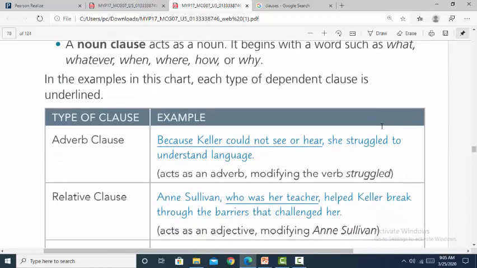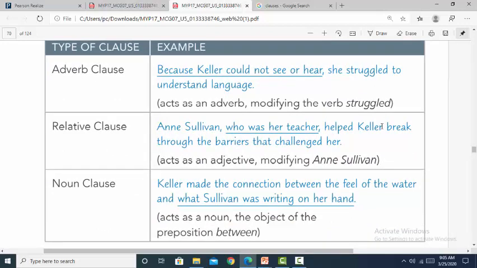Give me an example. This is an example of the relative clause or adjective clause. Anne Sullivan, who was her teacher, helped Killer break through the barriers that challenged her. So, who was her teacher gives more detail about Anne Sullivan, and it begins with a relative word, which is who, here a relative pronoun. It acts as an adjective, modifying Anne Sullivan and giving more details about her. Okay? So if you have a sentence like that, between two commas, beginning with who, which, or other relative words, this is called relative clause or adjective clause. Why? Because it gives more details about the person preceding it.